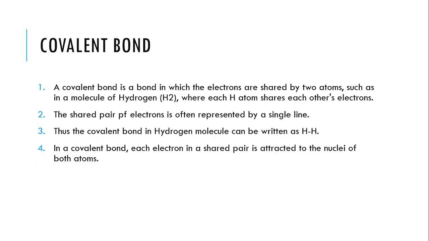What is a covalent bond? A covalent bond is a bond in which the electrons are shared by two atoms, such as in a molecule of hydrogen, H2, where each H atom shares each other's electrons. The shared pair of electrons is often represented by a single line. Thus, the covalent bond in a hydrogen molecule can be written as H, then that bond, which is a horizontal line, H. In a covalent bond, each electron in a shared pair is attracted to the nuclei of both atoms.